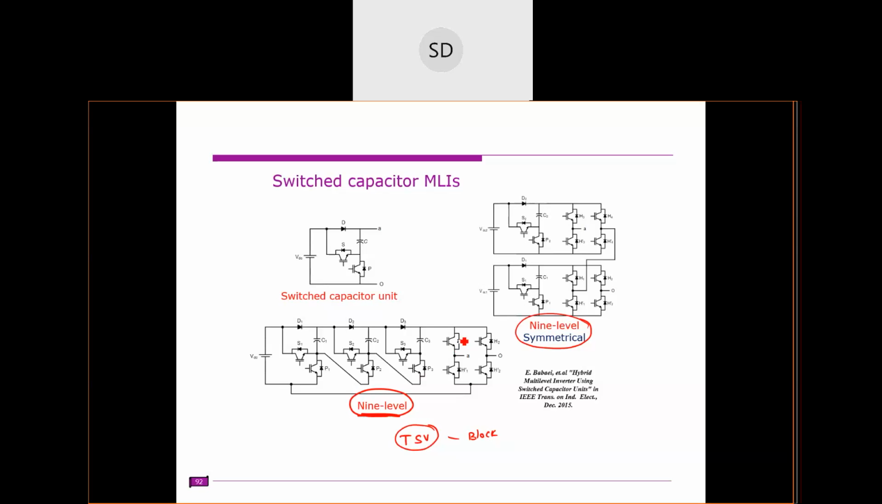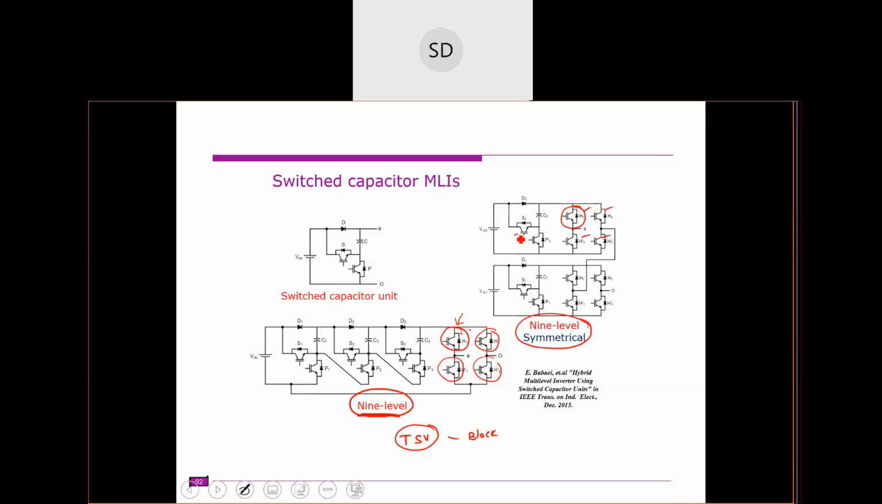If this is operating, what is the blocking voltage of each switch here? What is the blocking voltage of each switch, the switch in the polarity generator? 4 VDC, right? So all these switches are rated for 4 VDC. Whereas here, what is the blocking voltage of this switch? 2 VDC, right? So this is 2 VDC, 2 VDC, 2 VDC.